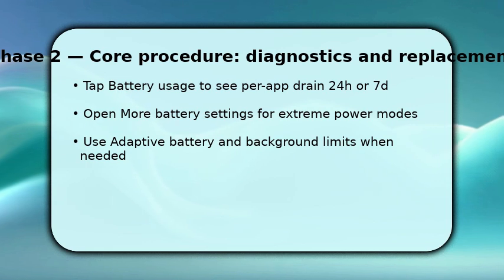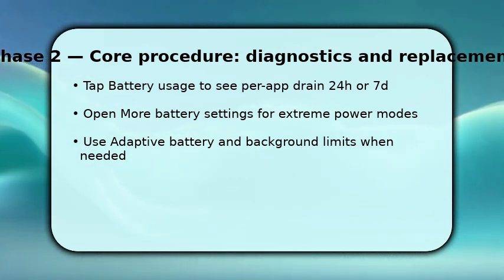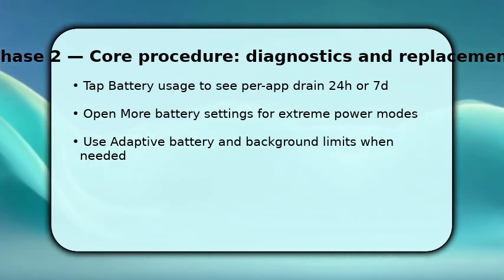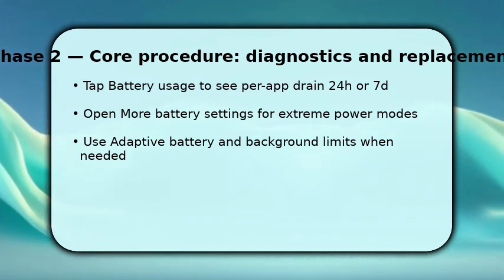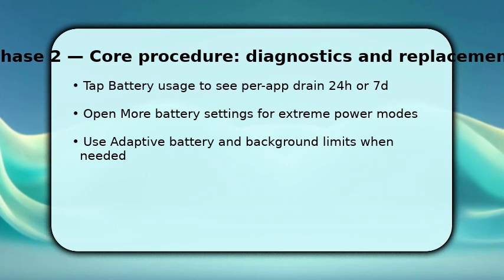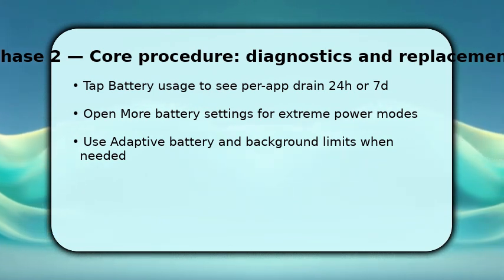Make sure to open more battery settings to enable adaptive battery, background activity limits, and power-saving modes. These features reduce background wake-ups and tune CPU for battery life, which directly affects longevity instead of just raw percent numbers. Finish by calibrating and troubleshooting so readings are reliable.